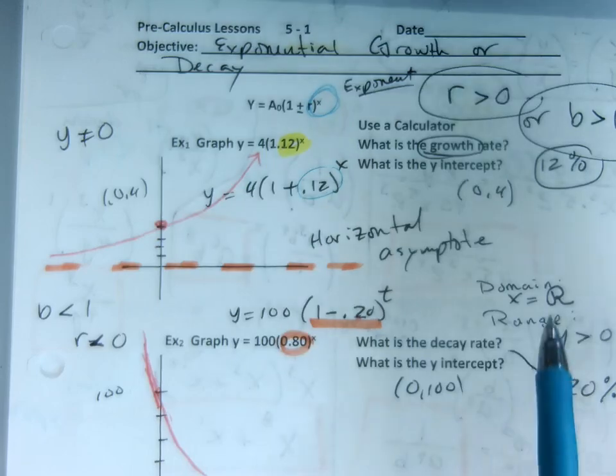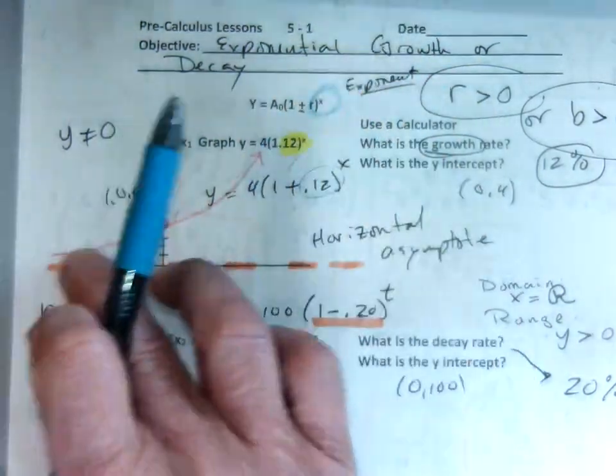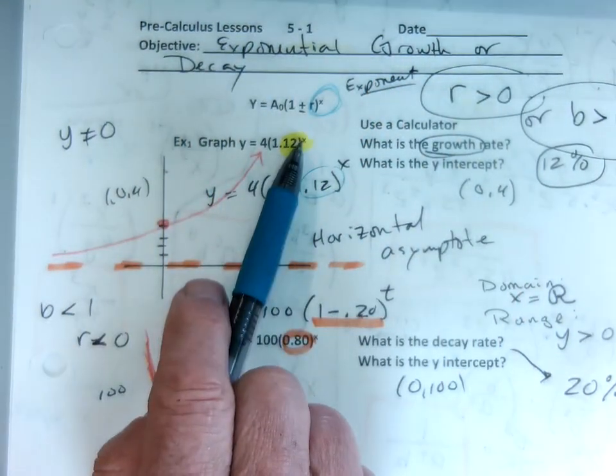So that means our domain, of course, is all real numbers because it's forever wide, and you can plug in any x value you want.